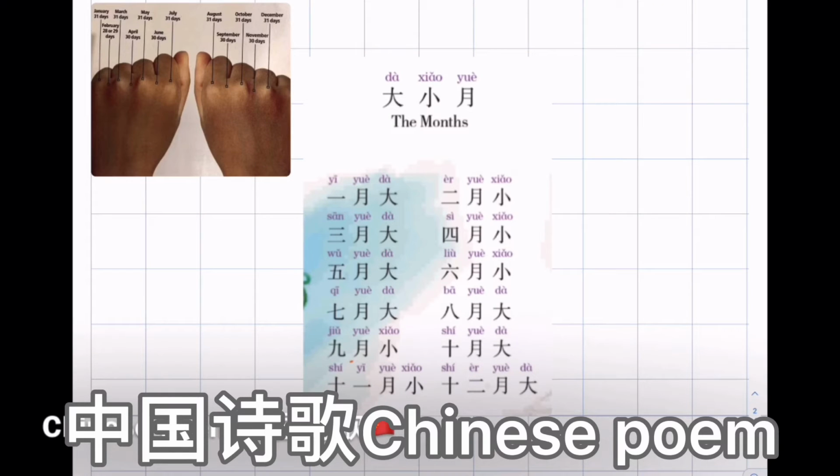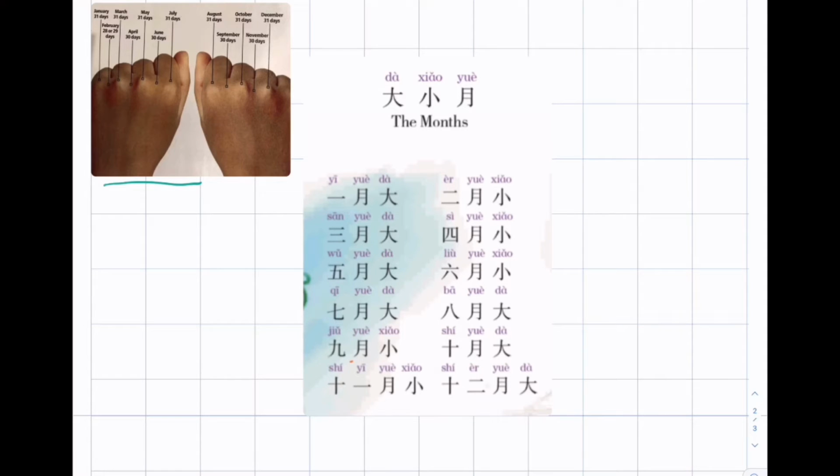This video we're going to practice more about months. So in English, this is how you know which month has 31 days and which month has 30 days. Chinese use that way as well. And besides using the hands and fingers, we also have a poem. This is the poem we're going to learn today.